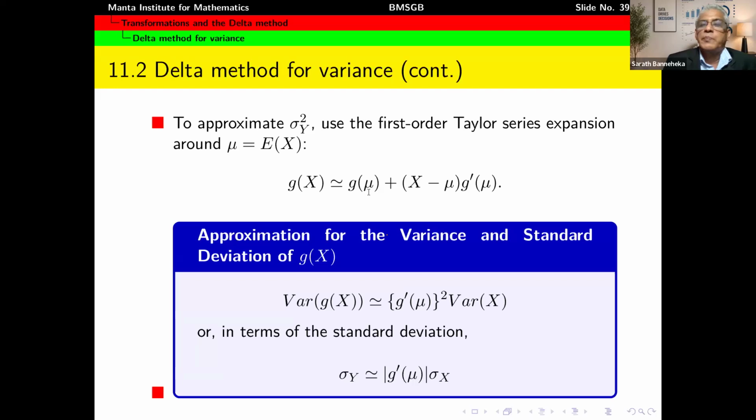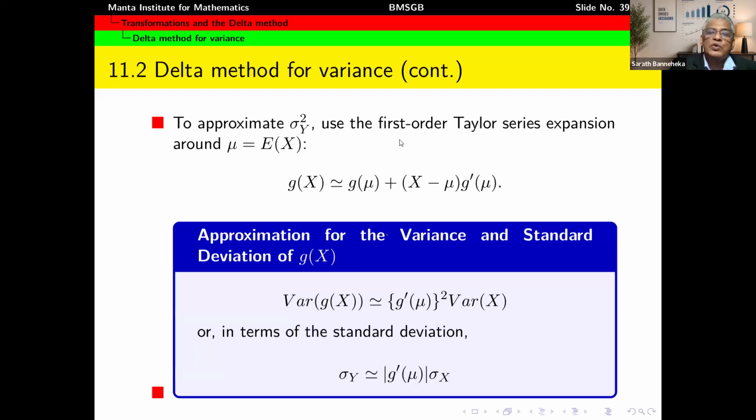Therefore, g(x) will be approximately equal to g(mu) plus (x minus mu) times the first derivative of g evaluated at this particular mu. So this is the first order approximation to g(x) using the Taylor expansion. Now, what I want is the variance of this g(x). The variance of this side will be equal to the variance of this side. But notice that g(mu) is a constant and g dash mu is also a constant here. The only random variable here is x minus mu.